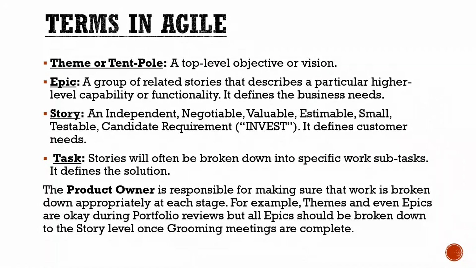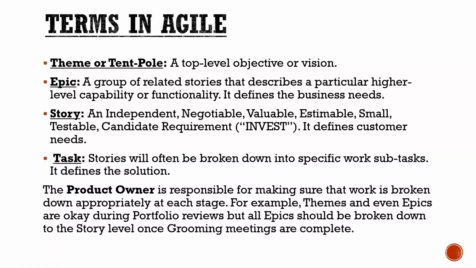First thing is theme or intent. A theme is nothing but an objective or a vision of the software. An epic is a group of related stories that describes a particular higher level of capability or functionality. It defines the business needs. And the third thing is story: an independent, negotiable, valuable, estimatable, small, testable candidate requirement.